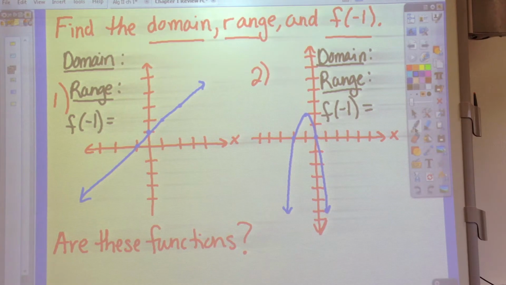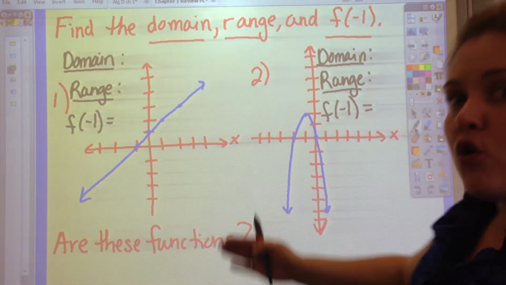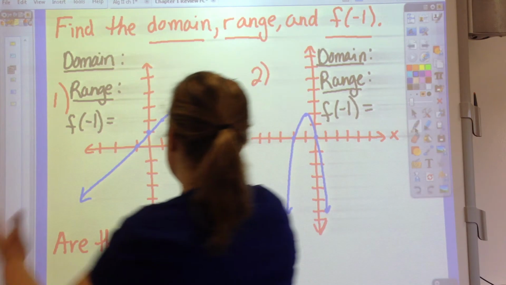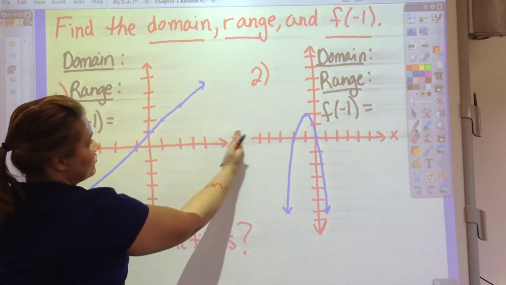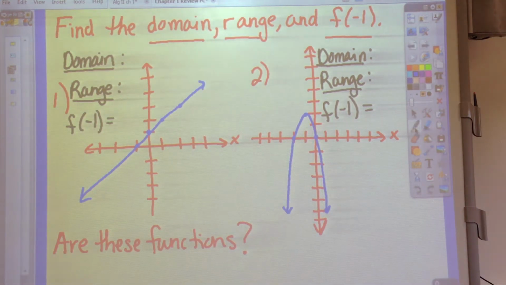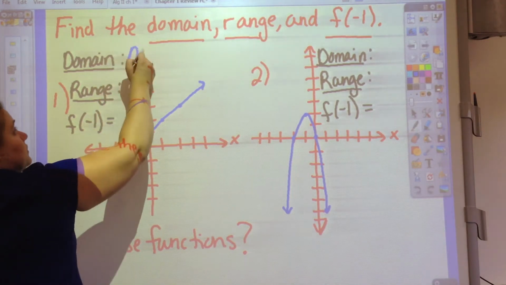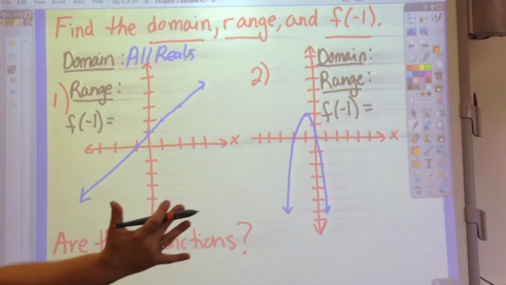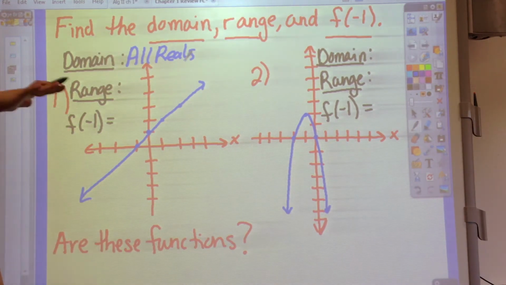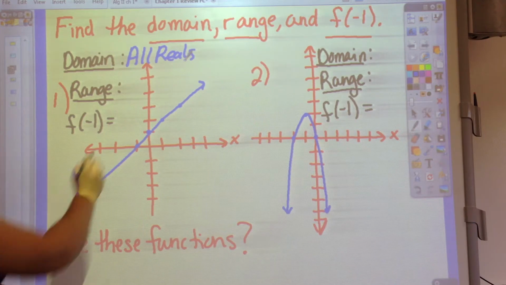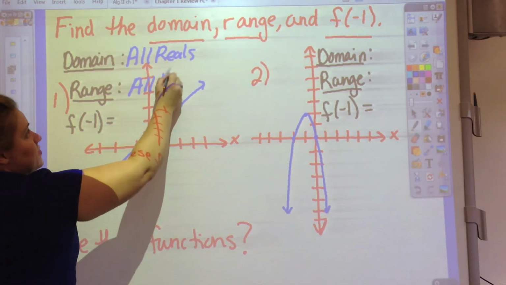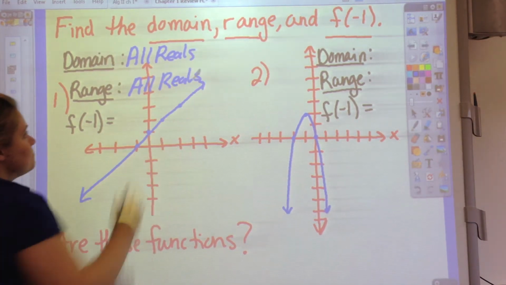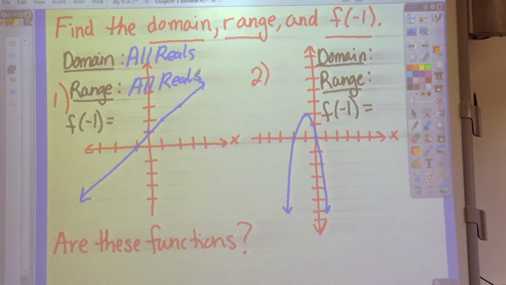On number 1, if I look at this graph for the domain, I'm going to look horizontally. And if I look at what values are graphed horizontally for x, hopefully you'll agree with me that it's all reals. So my domain is all reals. Everything gets graphed horizontally. Look at vertically. What gets graphed vertically? Again, hopefully you'll agree with me it's all reals. Everything gets graphed.